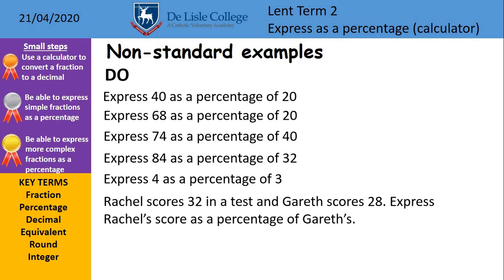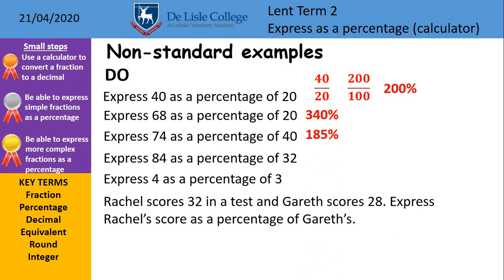So 40 is a percentage of 20. Remember, write as a fraction in your calculator, times by 100. To be honest, you could have done this without a calculator, because remember, when we do this one, we times by 5. So this is 200%. Again, this one we could easily do without our calculator. 68 is a percentage of 20. Times it by 5 to give us 340%.